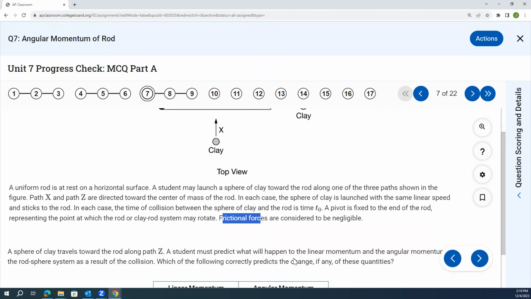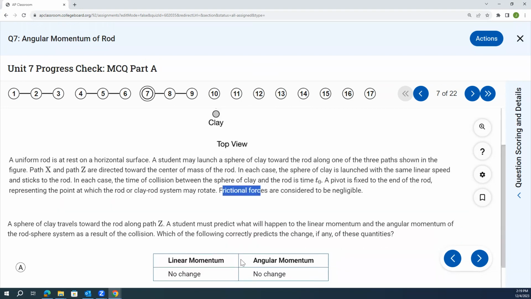Which of the following correctly predicts the change of any quantities, linear momentum and angular momentum, for the clay rod system? Now, if this was a closed system, then there's only one possible answer to this question, which is that any kind of momentum, linear or angular, is conserved. So the answer would have to be A for any closed system. The answer is always A for any closed system.